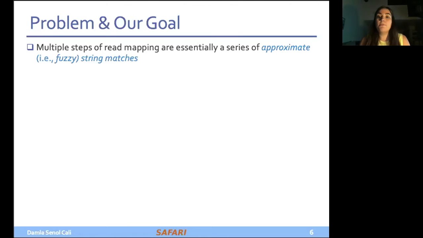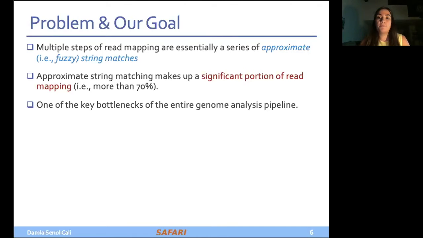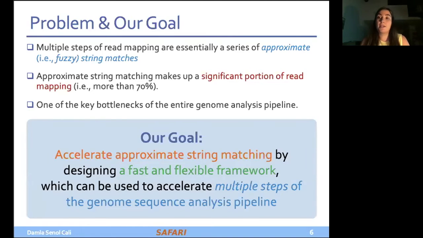Typically, ASM uses an expensive quadratic time dynamic programming algorithm, which accounts for over 70% of the execution time of read mapping and acts as the bottleneck for the entire genome analysis pipeline. So in this work, our goal is to accelerate ASM by designing a fast and flexible framework so that we can accelerate multiple steps of the pipeline.